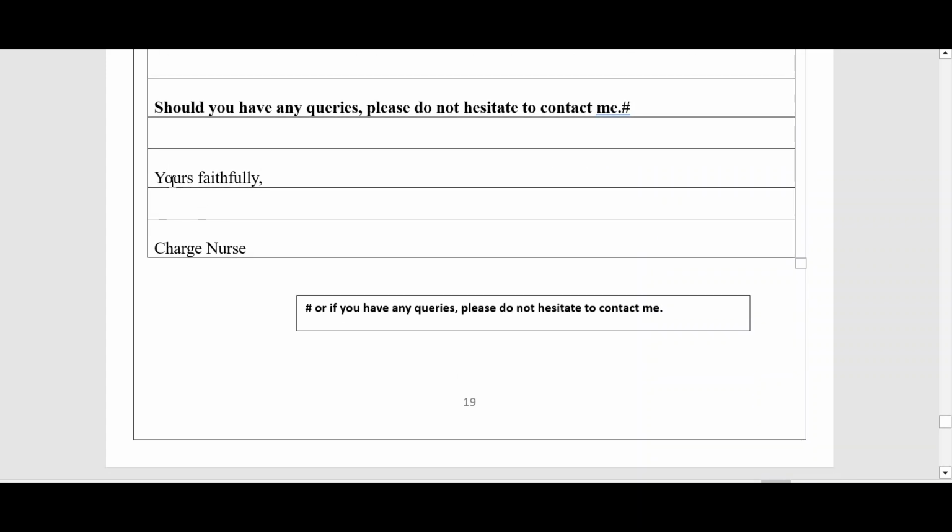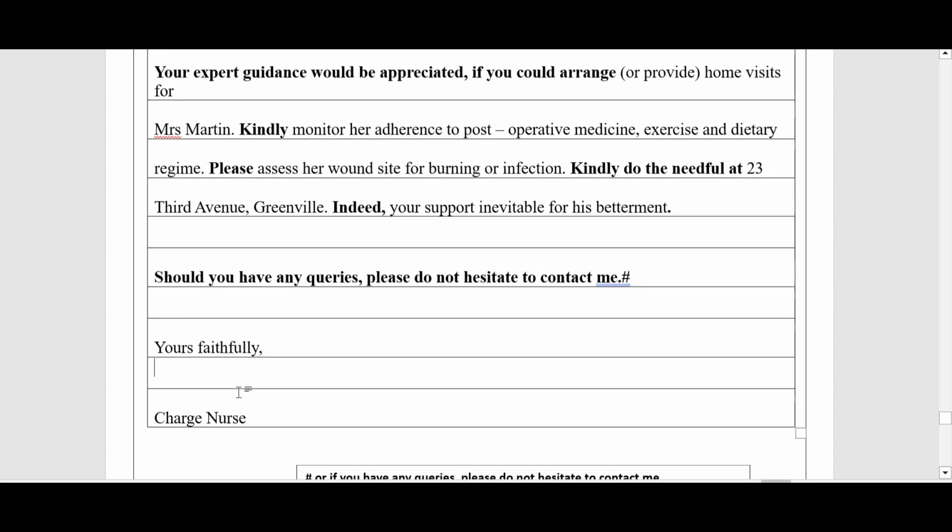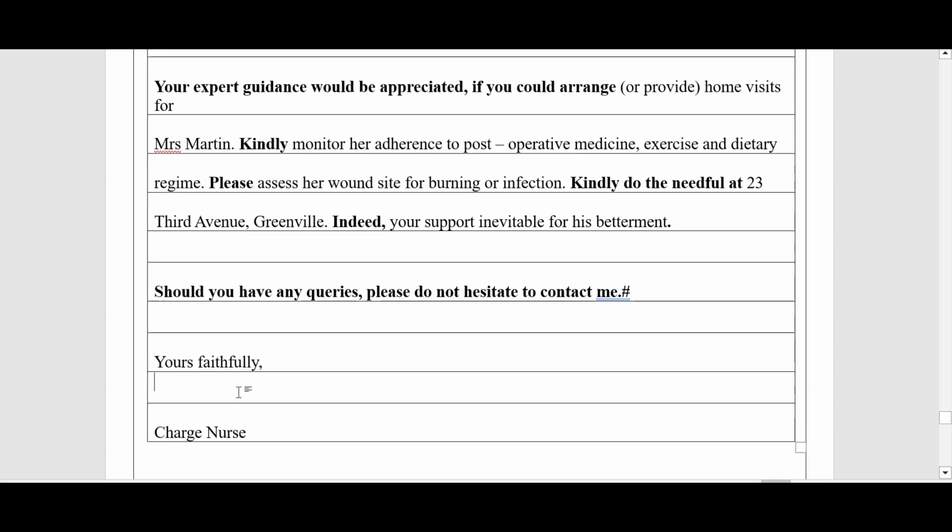And yours faithfully, since the dear nurse is there, right? Whenever the name of the nurse is there, then you can write sincerely. Since the name is not there, it's a general designation, then you should write yours faithfully and the name of the person. If the name of the reader nurse is also not there, you should put the gap and the designation of the nurse, charge nurse. Dear nurse who is reading, if the reader name is there, then you should write sincerely. That I will explain again further.